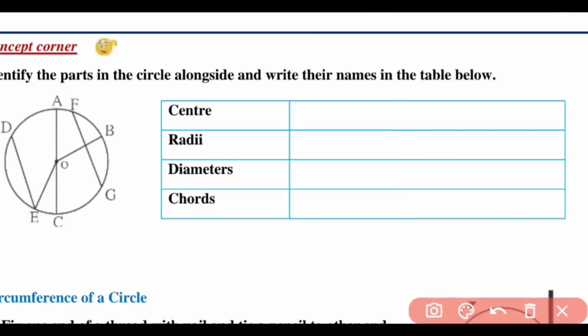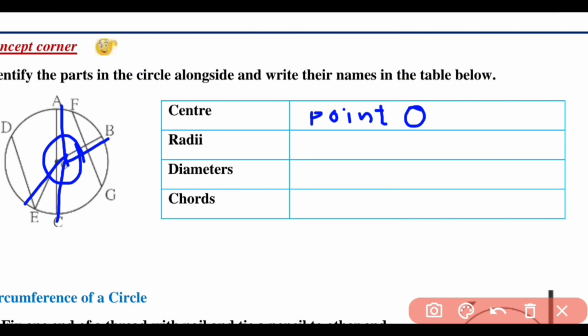First we have to write the name of center. We all know center is this point. So point O is the center here. You can write here point O. Point O is center. Now we all know radii. Radius is the distance from center till circle. So which are the radius? Segment OB is radius, segment OE is radius, segment OA is radius, segment OC is radius.